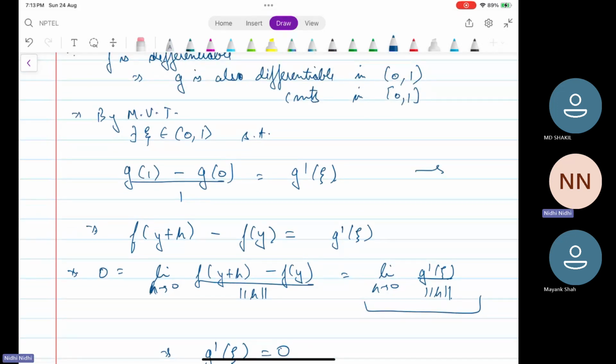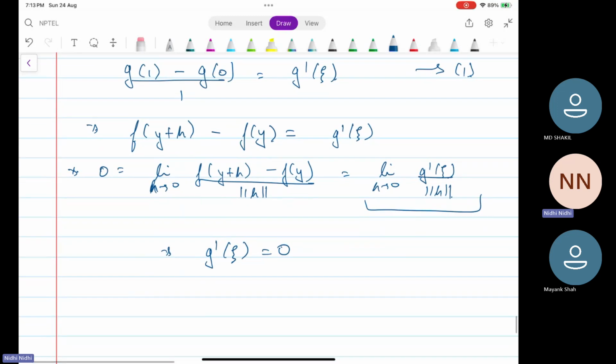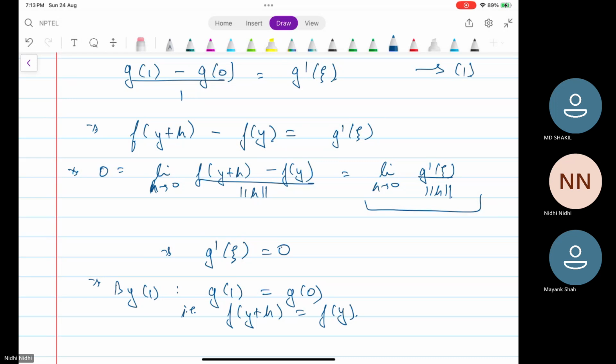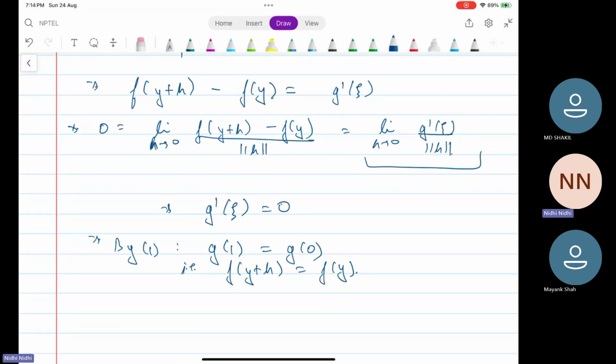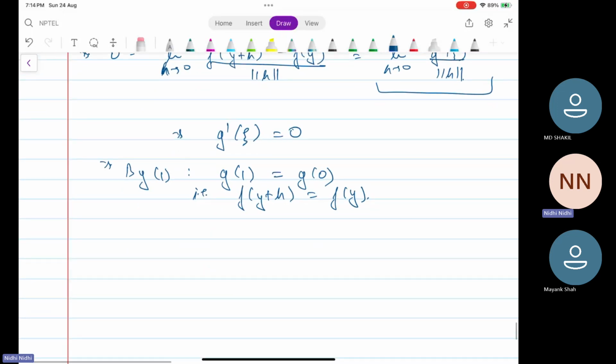That means G1 should be equal to G0. That is, f of y plus h should be equal to f of y. That means f is constant in the neighborhood of y, and since y is an arbitrary element in BXR, eventually it is constant in the whole BXR. This we can do only because we are in a connected domain.